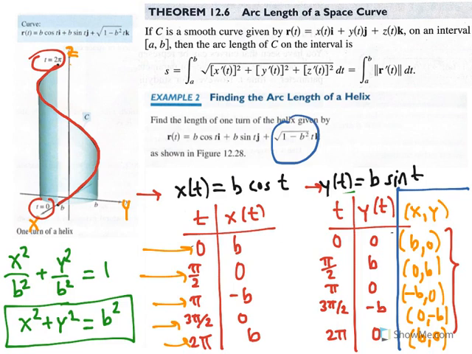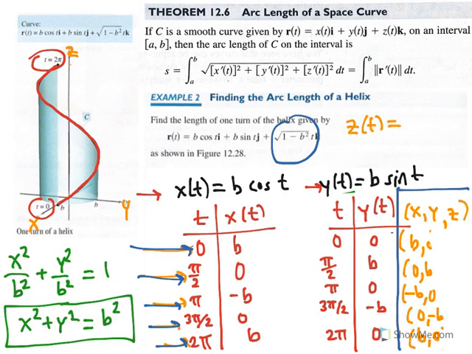And if you evaluate the third component at each of these values of t, now in addition to the ordered pairs that we have here for x and y, we will now have ordered triples with a z coordinate. So when time is equal to 0, looking at z of t is equal to the square root of 1 minus b squared times t, when time is equal to 0, z would be 0.